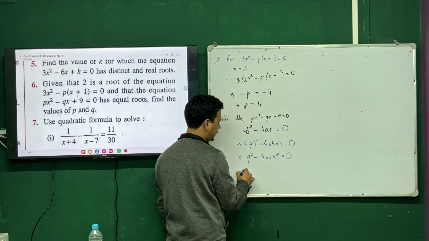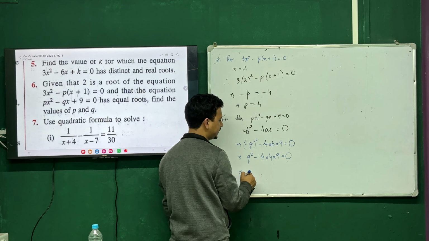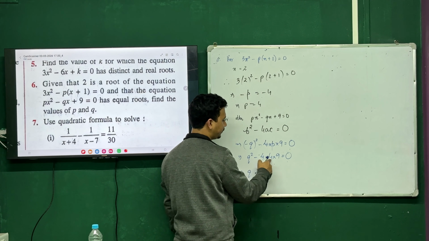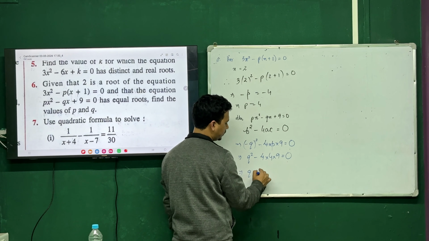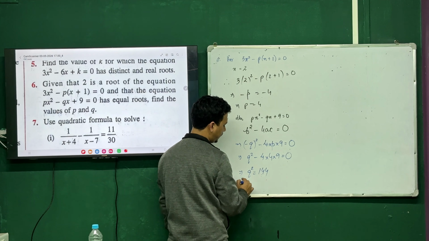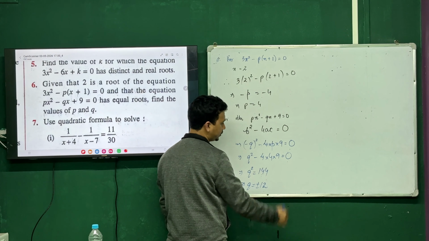Let me know if you don't understand. P is 4. Yeah, thank you. P is 4. So Q square minus 4 4s are 16, 16 times 9 is 144. Goes that side, we get 144. That means Q is going to be plus minus 12.